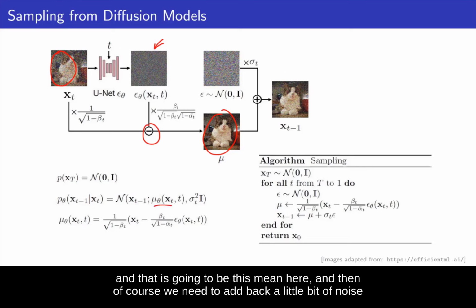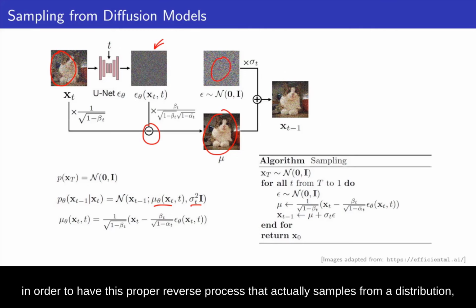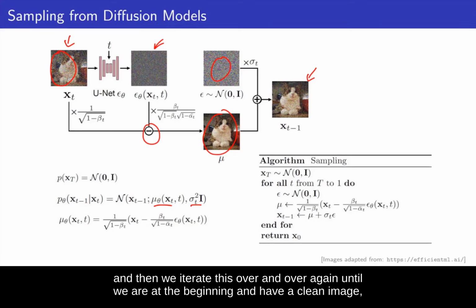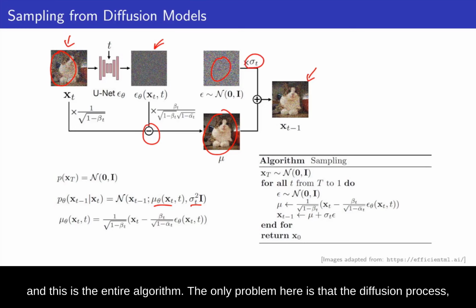And that is going to be this mean here. And then, of course, we need to add back a little bit of noise in order to have this proper reverse process that actually samples from a distribution. We add back a little bit of noise, but the resulting image here should be less noisy than the initial image. And then we iterate this over and over again until we are at the beginning and have a clean image. And this is the entire algorithm.